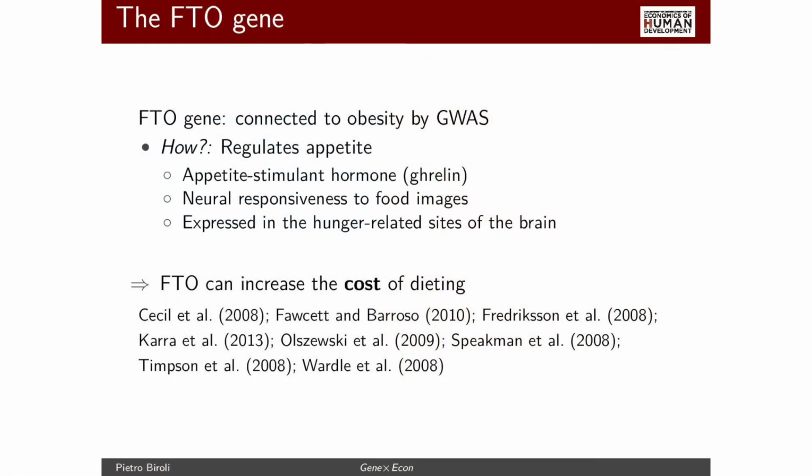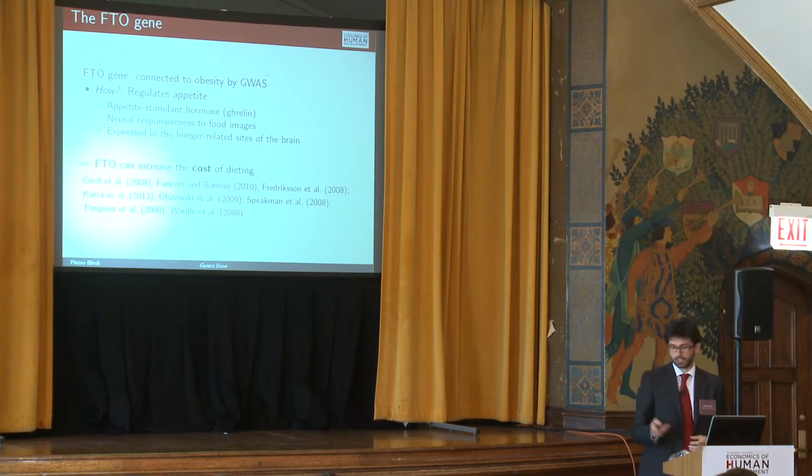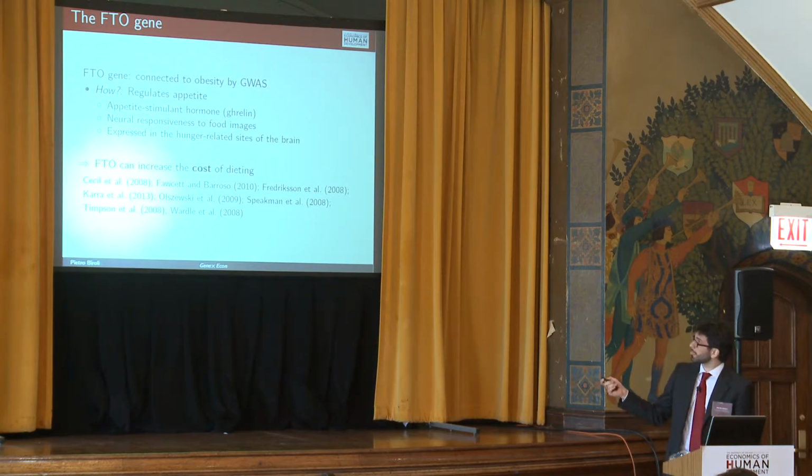In this paper, we're going to focus on the FTO genotype, which I talked about a little bit before. It was a genotype that was connected to body mass index through genome-wide association studies in 2007. Since then, a lot of studies have replicated the connection between this gene and body mass index, and also have tried to understand, using both animal models and human models, the inner workings of this gene. So how does this gene work? It seems to be related to appetite regulation.